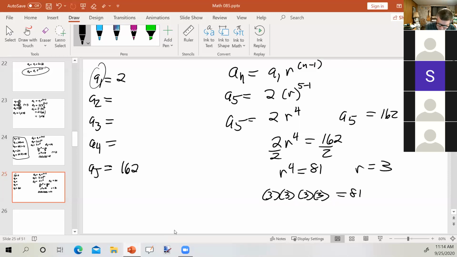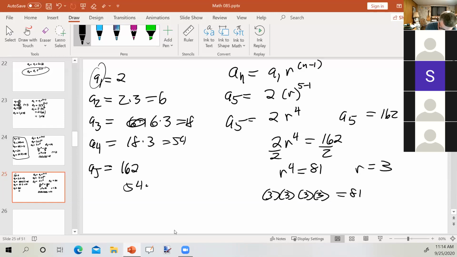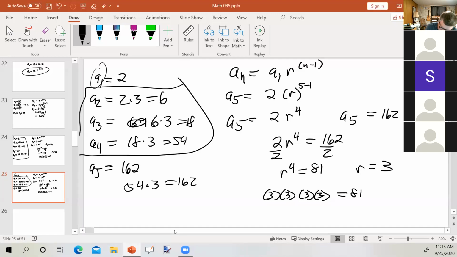So 2, a sub 1, which is 2. 2 times 3 is 6. 6 times 3 is 18. 18 times 3 is 54. 54 times 3 is 162. So there we have our 3 geometric means. Okay, are we all right with that?